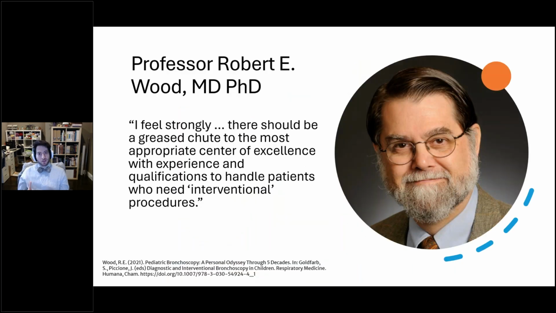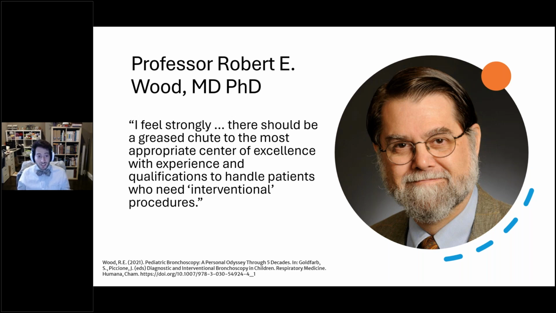Now, if we're going to be talking about pediatric bronchoscopy, we really have to be mindful about Robert E. Wood, who frankly is the founder of pediatric bronchoscopy. During his time at Cincinnati and his time internationally, he's founded courses to teach advanced bronchoscopy for the past 40 years, and he's developed with Olympus some of the first pediatric scopes capable of doing these kinds of things. When he's asked about things like advanced and interventional bronchoscopy, he's quite frank, and historically he hasn't always been a major proponent of it. He says he feels so strongly that there should be a grease chute to the most appropriate center of excellence with experience and the qualifications to handle these patients who have interventional needs.